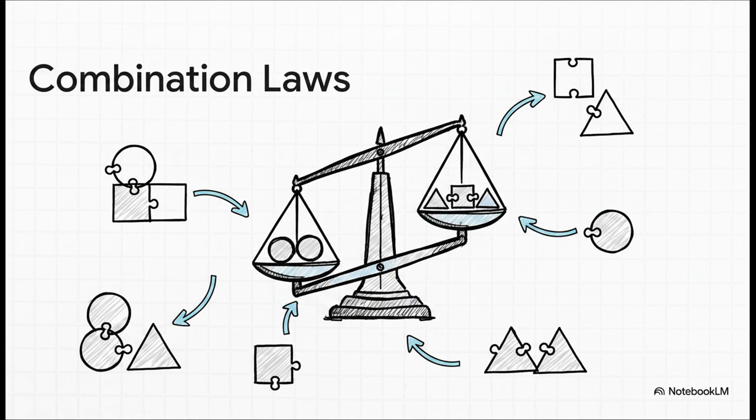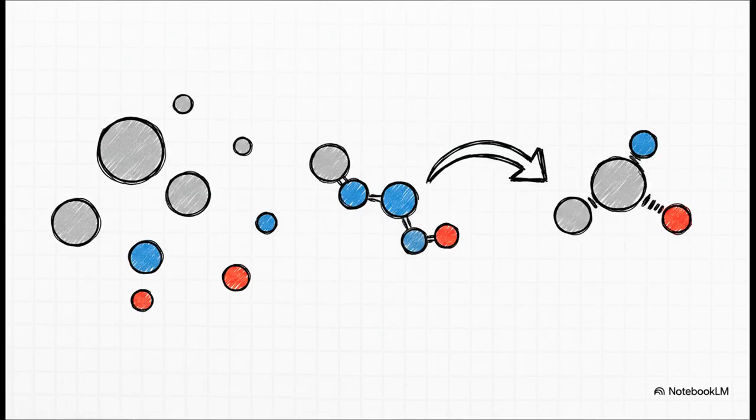Toss in Gay-Lussac's law for gases and Avogadro's law, and what do we get? We get proof that chemical reactions aren't random magic, they are highly predictable, mathematically sound events. And it was John Dalton who beautifully wrapped all these laws up into his atomic theory.